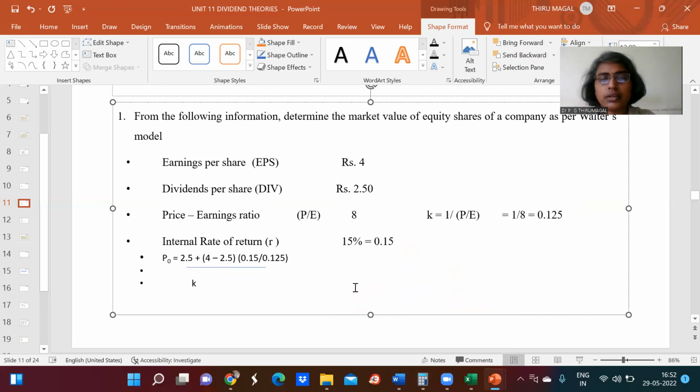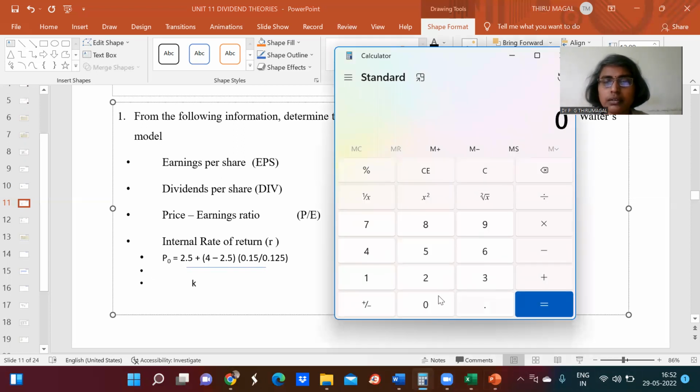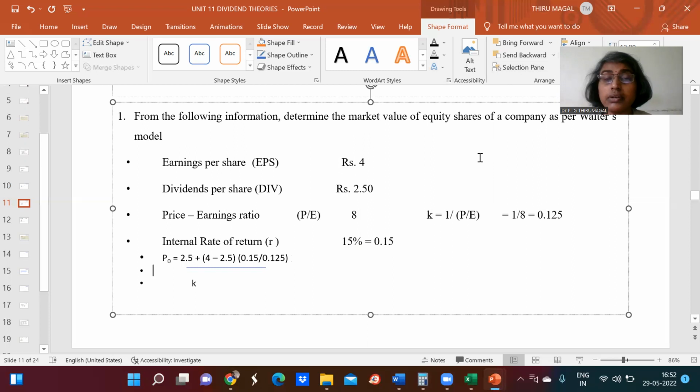So again, this is a growth firm because R is greater than K. They should have followed a policy of optimum payout of 0 to increase the share price, but they have given 2.5 rupees as a dividend. In terms of percentage, if you want to check, the dividend payout ratio is 2.5 divided by 4, which means 62.5% is the dividend payout ratio they are following.